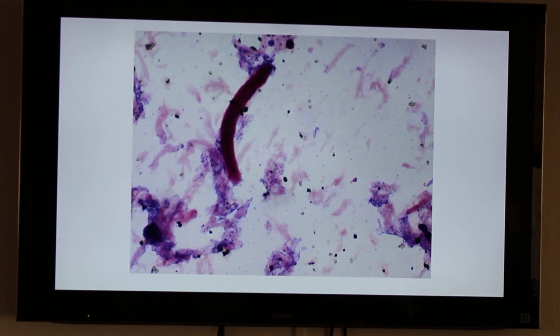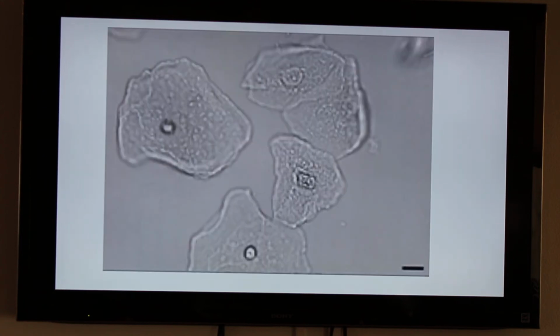This is a waxy cast. Likely at the end of the tubules is where it came from. If you have one that's more proximal in the tubules, they're granular and they tend to degenerate as the cast progresses through the tubules. But knowing that a cast looks like this and that it's a form of the tubules that are coming out. Our last one is squamous epithelial cells. We know this because of the rough edges.